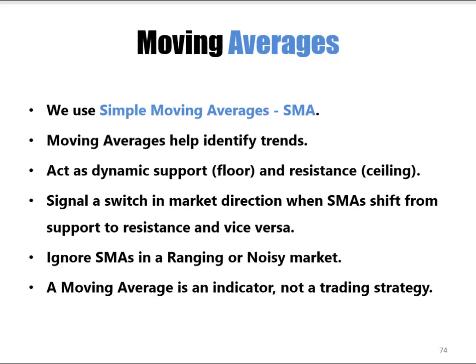I personally like to look out for a moving average crossover. The key crossover for me is the 20 and the 50. This confirms a change of direction. Ignore moving averages in ranging or noisy markets. So in an ideal world, when price is above all moving averages, we buy. When price is below all three, we sell. When price is trapped in between moving averages, the market is going sideways, it's noisy, we stay away from it.